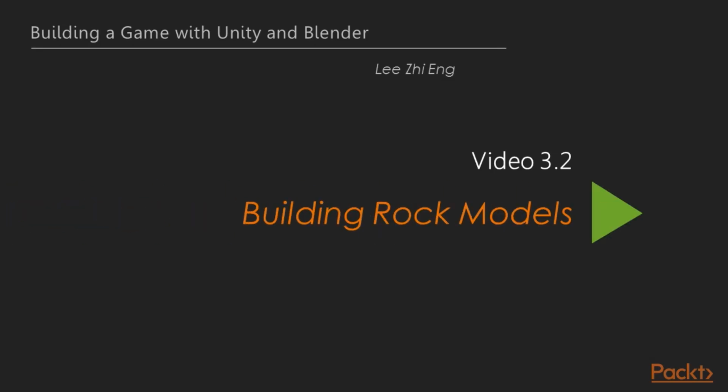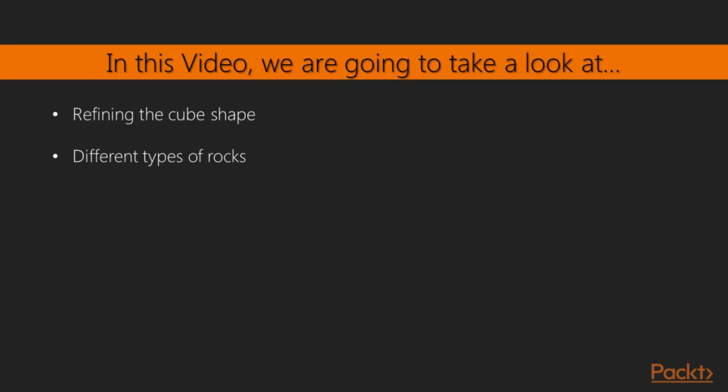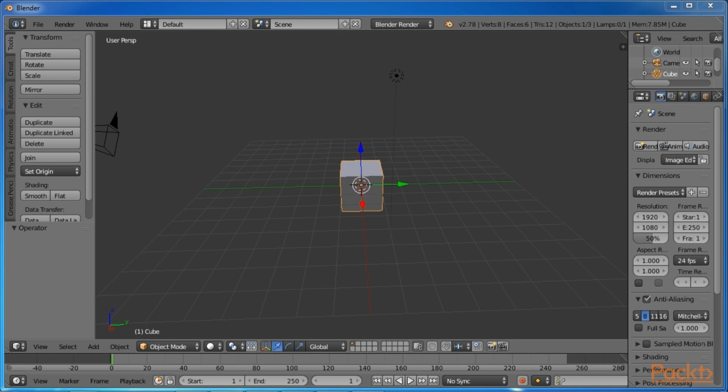Welcome to the second video of this section, Building Rock Models. In the previous video, we looked at terrain and wall models. In this video, we are going to start from a cube and refine the shape. Then, we will create different types of rocks. Next, we will construct rock models that will be used throughout the level.